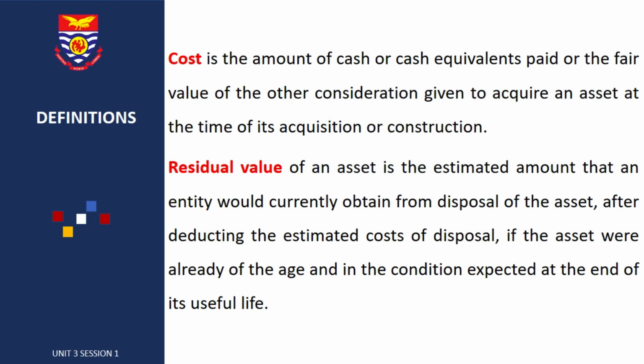So we are saying that the residual value is the amount you will get maybe after disposing, after selling off the asset and taking off the cost you incurred in disposing of it. What is left is the residual value. So the residual value you can currently obtain is what we are referring to as what? The residual value. So the amount you obtain from selling the asset and after taking out the cost involved in disposing of it, if the asset is still in its condition at the end of its useful life.